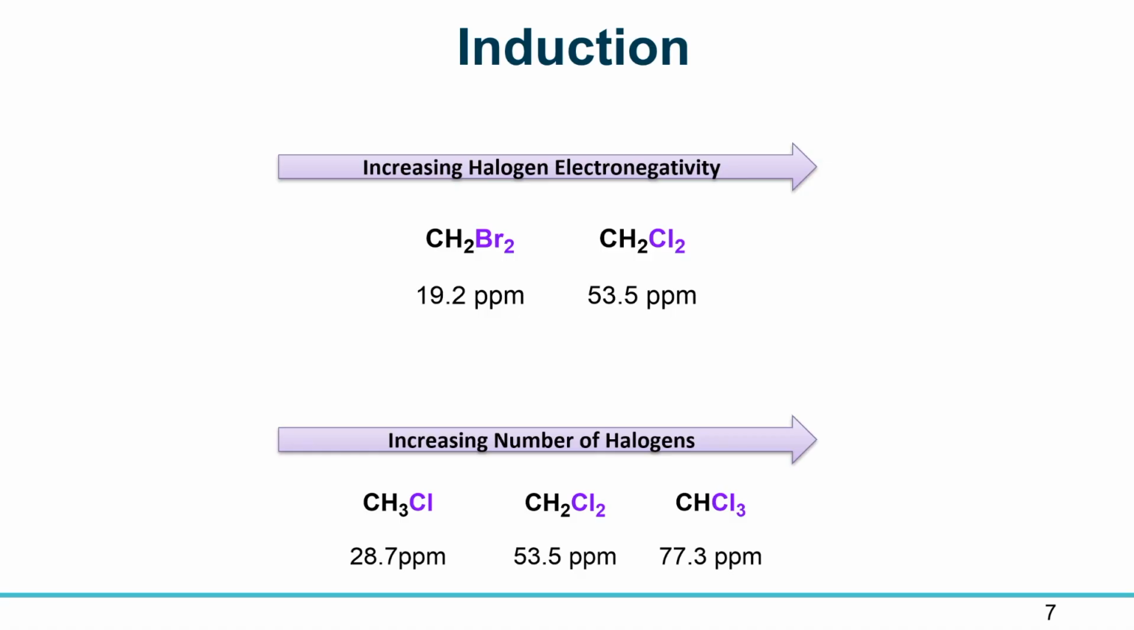Induction is also additive, but not linearly, where additional electronegative atoms can further deshield a given carbon. In this example, we can see that chloromethane has a chemical shift of 28.7 ppm, while dichloromethane has a chemical shift of 53.5 ppm, and trichloromethane, or chloroform, has a chemical shift of 77.3 ppm.